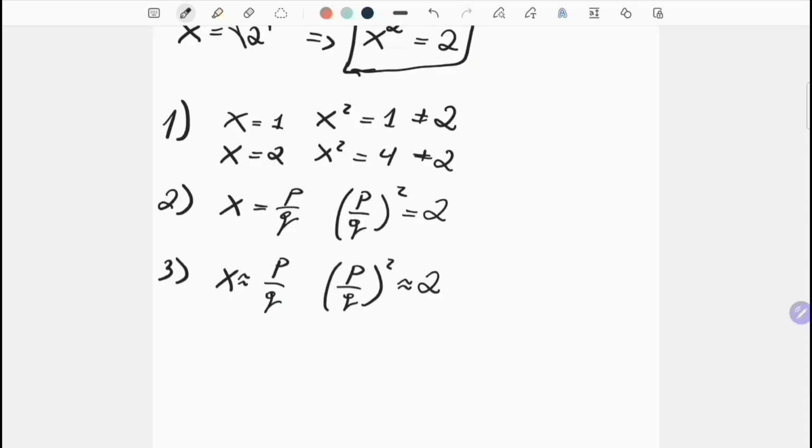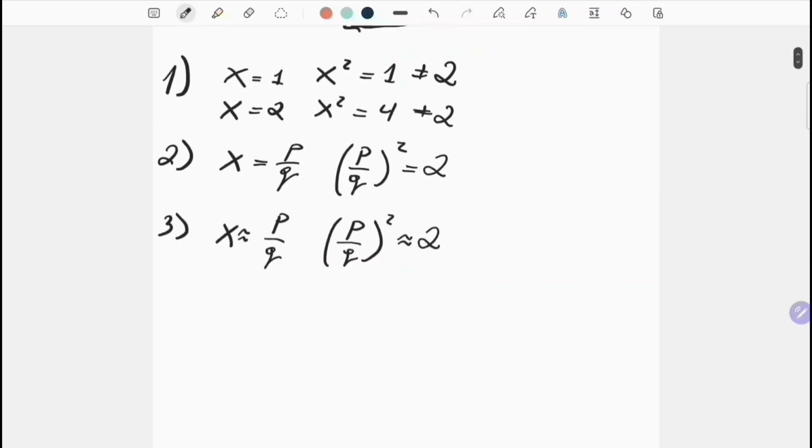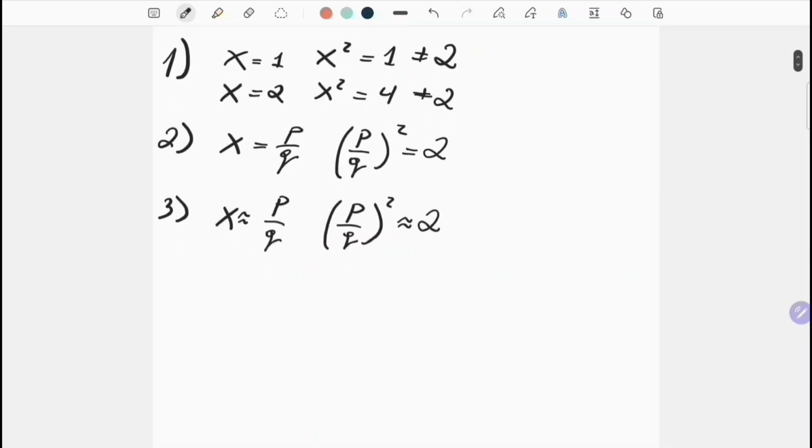In fact, this method helps to construct step by step rational numbers that are getting closer and closer and becoming a better and better approximation for x. And I would like to one more time remind you that x and the square root of 2 are the same, as we said at the beginning.